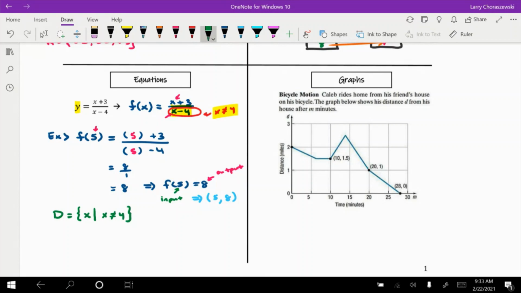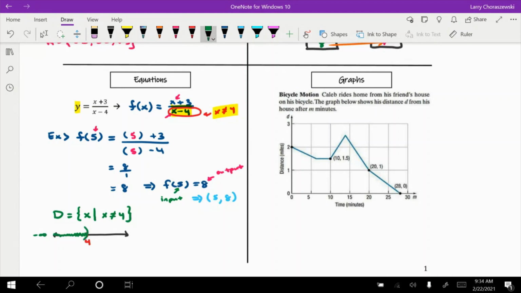You could also give the domain in interval notation. And the way to do that is to construct a number line with this bad value of x on it. So I'll put 4. And since this is the only value of x that we can't plug into the function, what that means for us is that any x value that would be to the left of this number, all the way down to negative infinity, can be used.